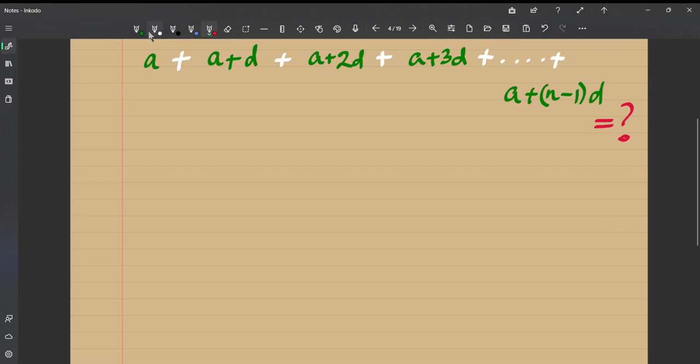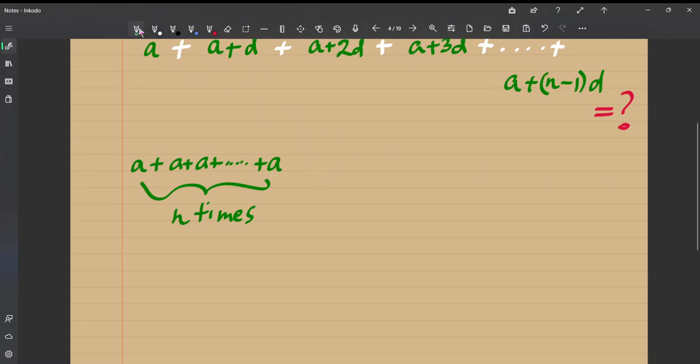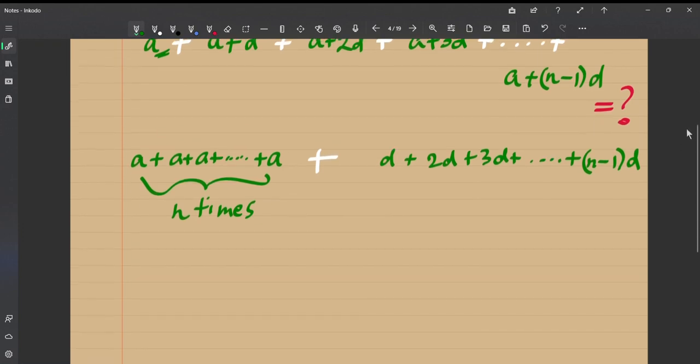Well, first of all, we see that the addition operation we have is commutative, and hence we can shuffle around the terms, and we could group all the A's together, A plus A plus A plus A, and this will go on up till n times because there are n A's in our sum, plus we will have 0D, which I'm not going to write, plus D plus 2D plus 3D plus 4D plus 5D, and all the way up till n minus 1 D. So we have n number of terms here too.